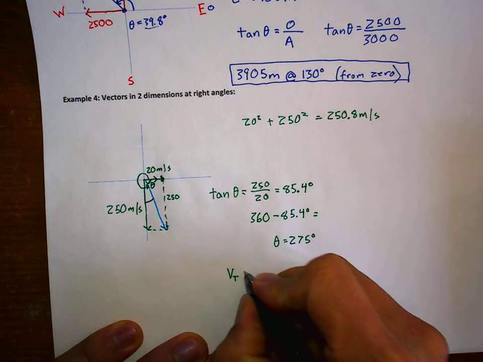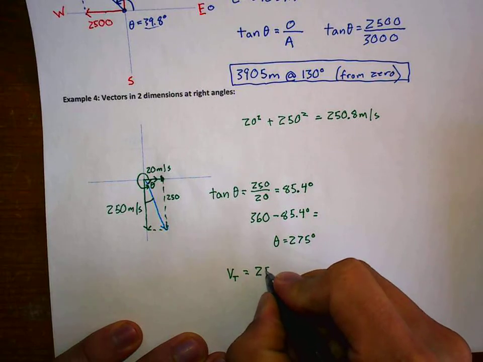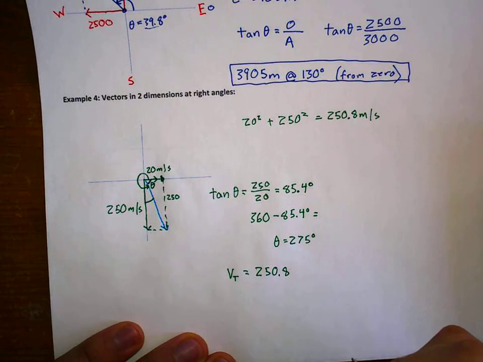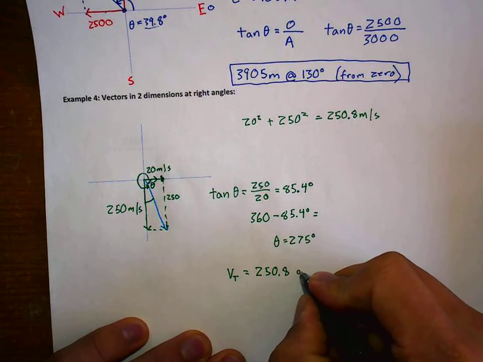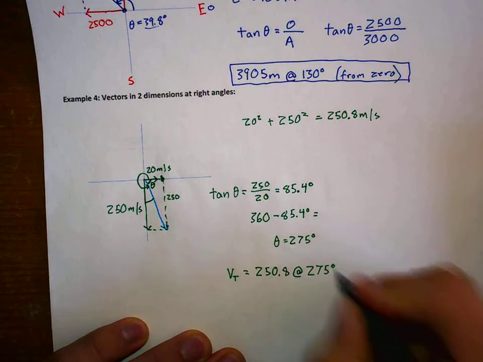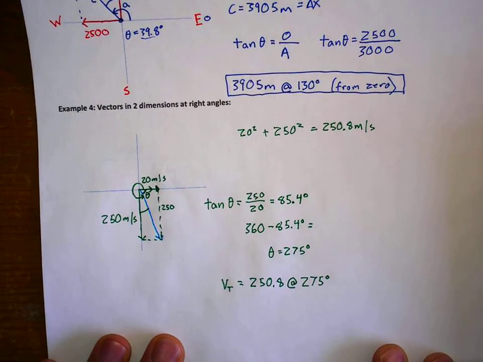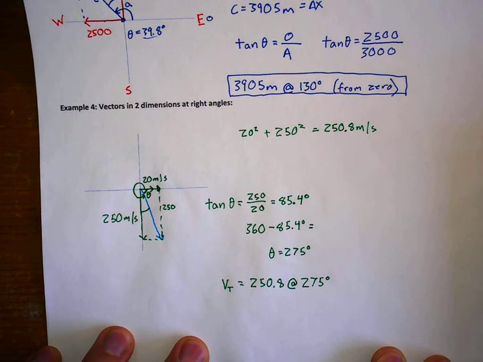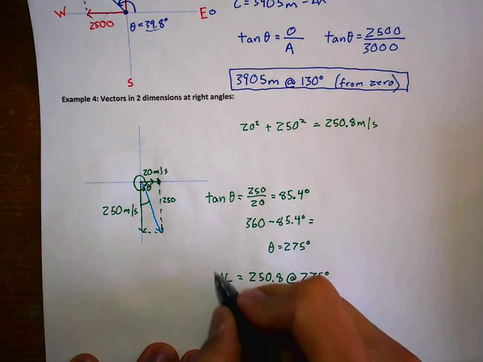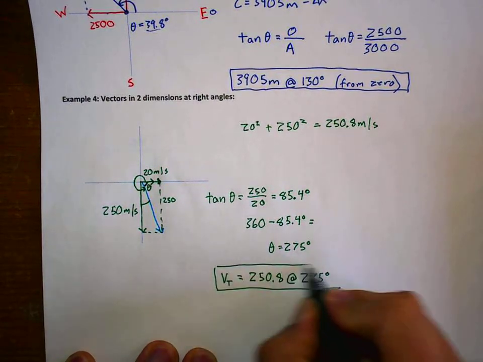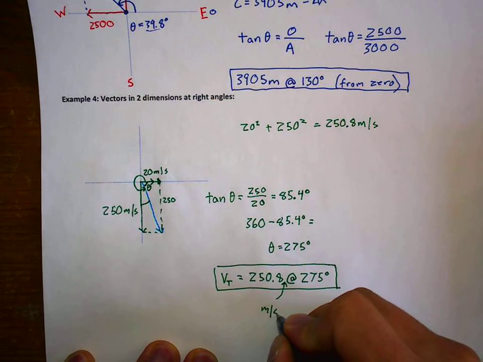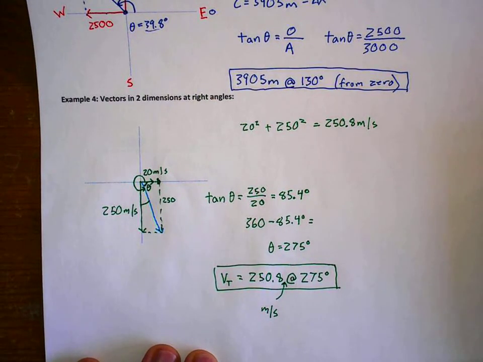And so my final answer will read like this. Velocity total is equal to 250.8 at 275 degrees. I'm being kind of loose with significant figures on this page, so give me a little grace on that. That's our total answer. And I also need meters per second, so I have units on everything.